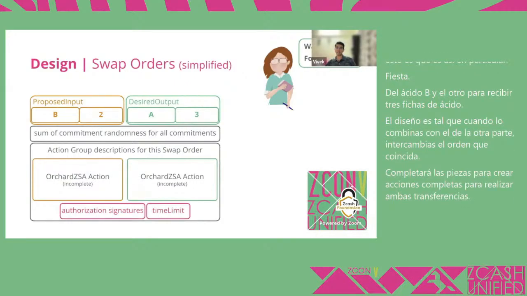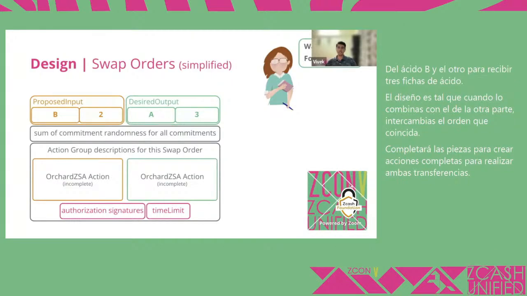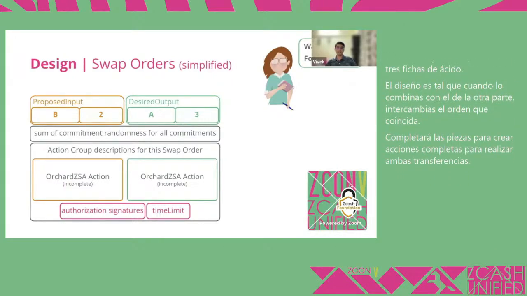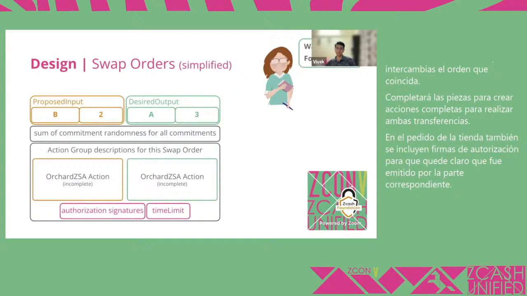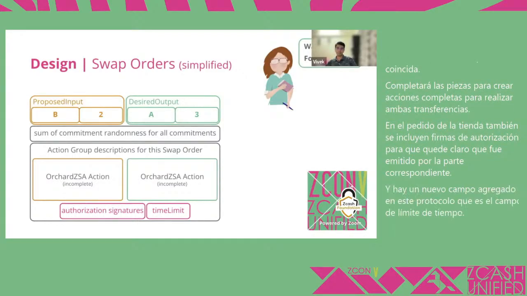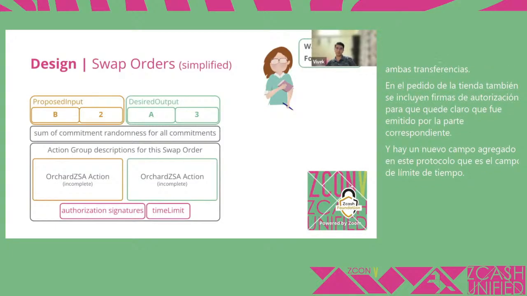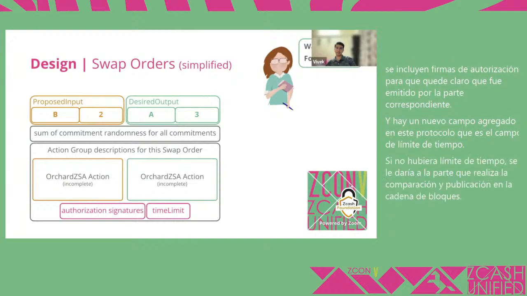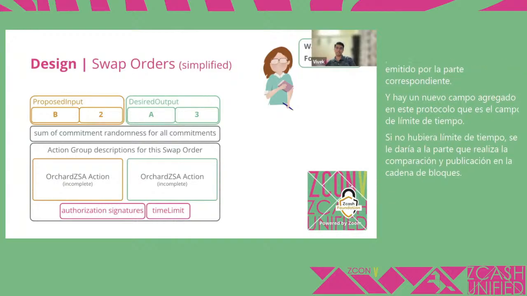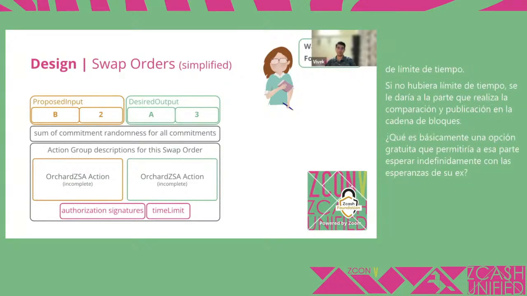The swap order also contains authorization signatures so that it is clear it was issued by the appropriate party. And there is a new field added in this protocol, which is the time limit field. If there was no time limit, it would give the party performing the matching and posting on the blockchain what's basically a free option. That is, it would allow that party to wait indefinitely in the hopes of the exchange rate becoming more profitable for it, and then doing the swap in order to make some profit.